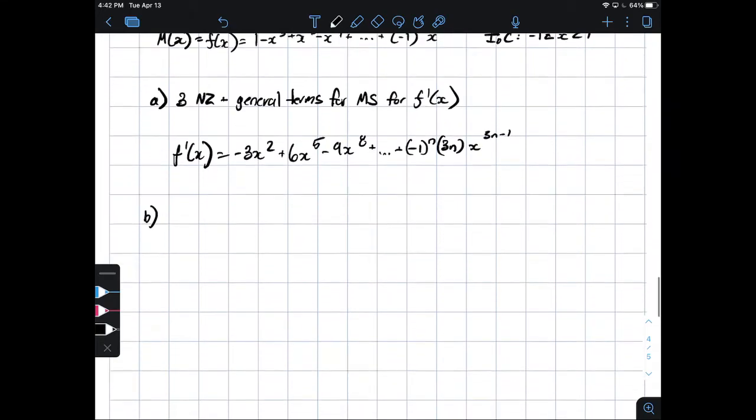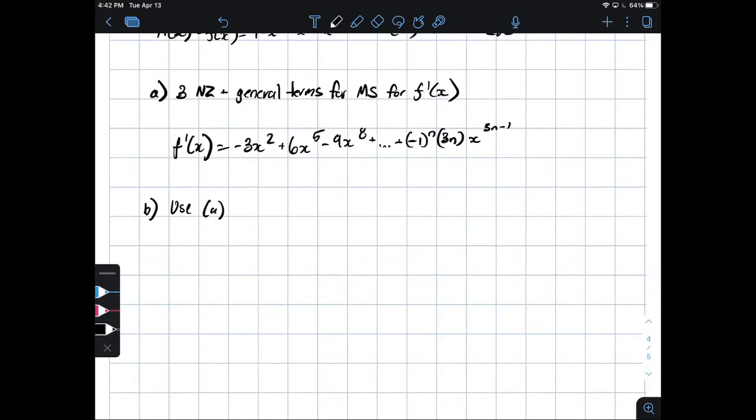And now part b, so we're going to use part a to find the sum of negative 3 over 2 squared, oh god, I can't even read my own handwriting now. Yeah, it's 2 squared, plus 6 over 2 to the 5th, minus 9 over 2 to the 8th. And then we're going to have our general form, negative 1 to the n, 3n over 2 to the 3n minus 1.